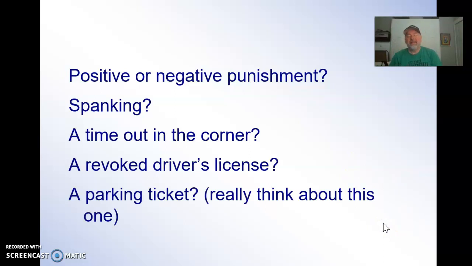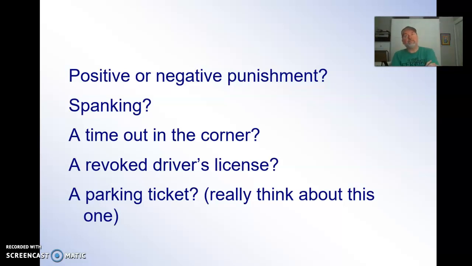And then a parking ticket. I want to argue this one. I've seen people argue that that is positive. I give you a parking ticket in order to make a behavior less likely, so it is positive punishment. We know it's punishment. We know it's supposed to make a behavior less likely in the future. But I might argue negative, and here's why I would say this.